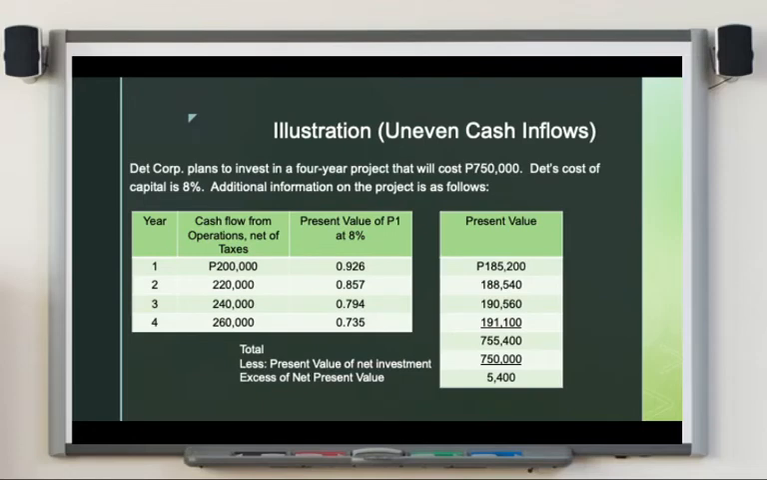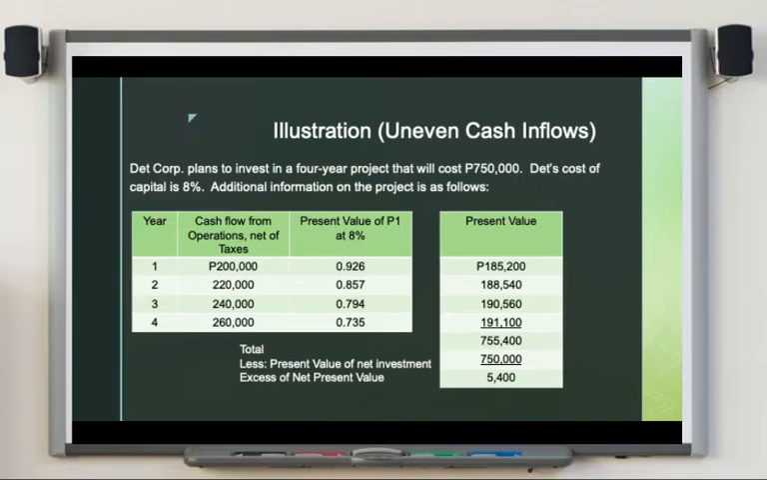Okay, now what if the cash inflow of the project is uneven or is not the same every year? This illustration is also available on your reference. Let me read the problem first. That corporation plans to invest in a 4-year project that will cost 750,000. The cost of capital is 8%. The cost of capital and the minimum rate of return are also the same. Additional information on the project is as follows.